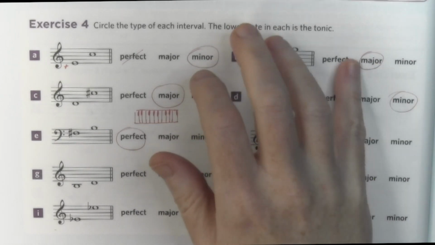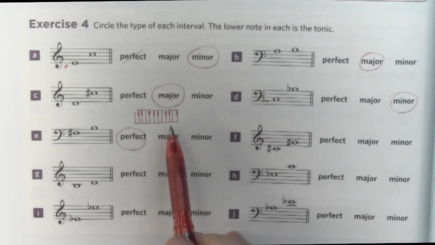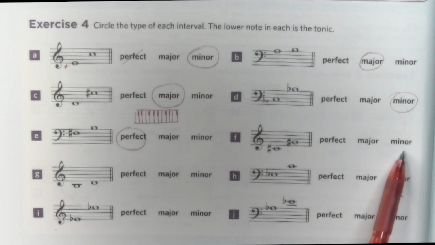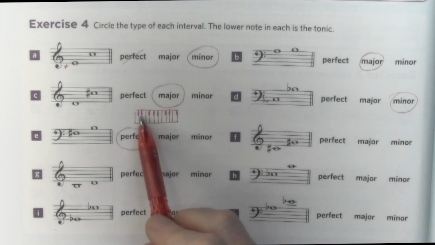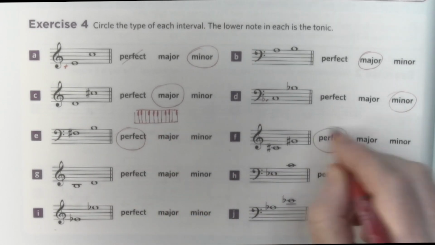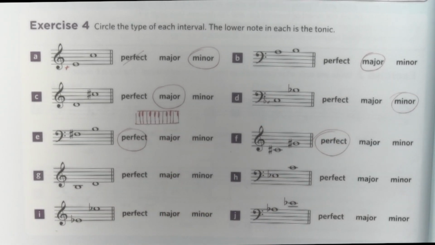Do sharp, sol sharp is a 5th. Do, re, mi, fa, sol. Now, is it perfect? We don't have the options, but it could be augmented or diminished. So let's see. 1, 2, 3 and a half, and it's a perfect 5th. 3 tones and a half.